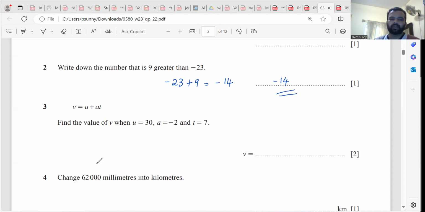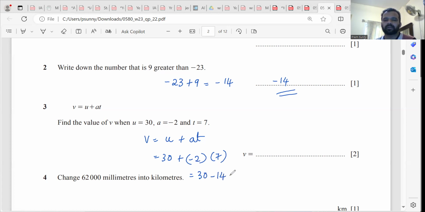Now question number 3, find the value of V when U is equals to 30, A is equals to minus 2 and T is equals to 7. This is just substitution. So V is equals to U plus AT. Now U is given as 30, A is given as minus 2 and T is given as 7. So 30 minus 2 into 7 is minus 14. So 30 minus 14, 16 will be our answer for V.